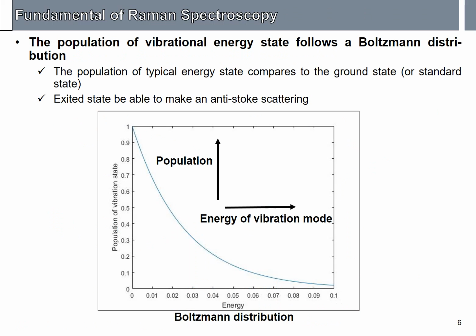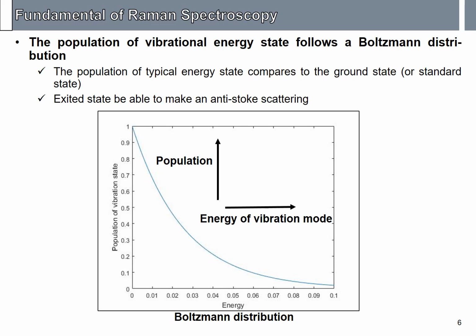From the previous slide, we saw the principle of Raman spectroscopy. But there is another important principle in Raman spectroscopy. It's called the population of vibration state, because the intensity of shifted peaks is affected by the Boltzmann distribution. At an arbitrary temperature, the population of vibration states follows the Boltzmann distribution. Look at this figure. This figure represents the Boltzmann distribution.